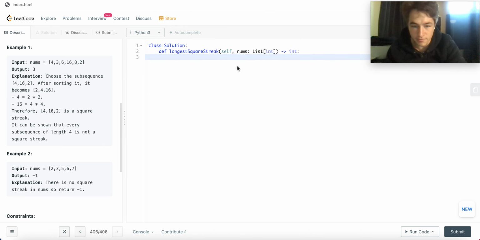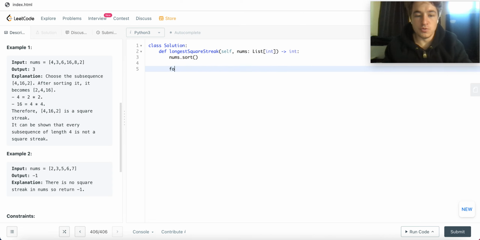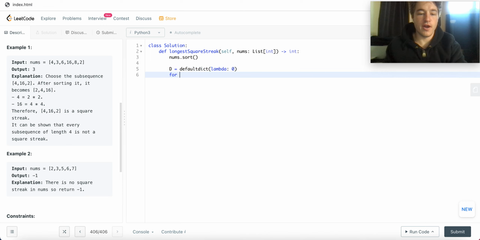So let's just go ahead and finish this problem by doing the code. So first thing we'll do is we'll sort the system, because that'll let us easily filter for any of the numbers that come before it. All right, and then what we'll do is we'll have a hash table d. We'll make it a default dict. So for every number, we'll look at each num.